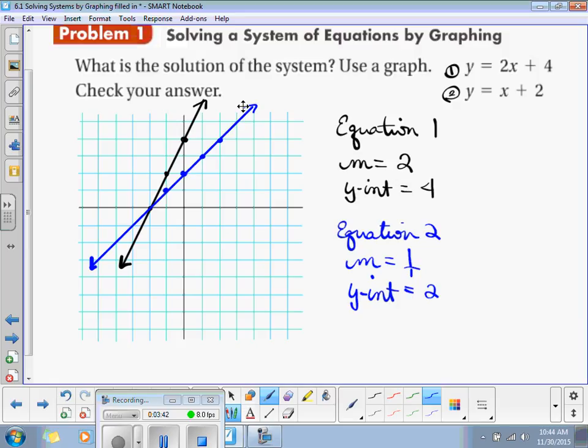Now, where do they intersect? They intersect right there at what comma what? -2, comma 0. And there is the solution to your system of equations.